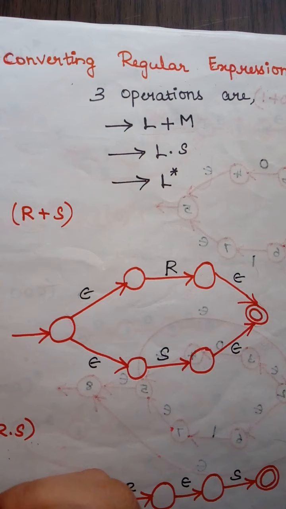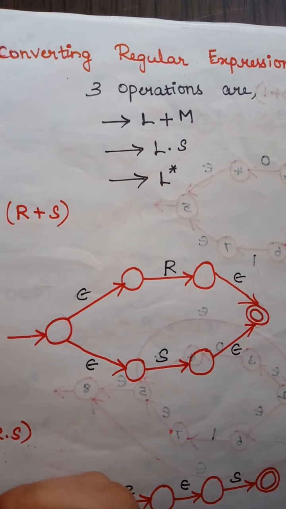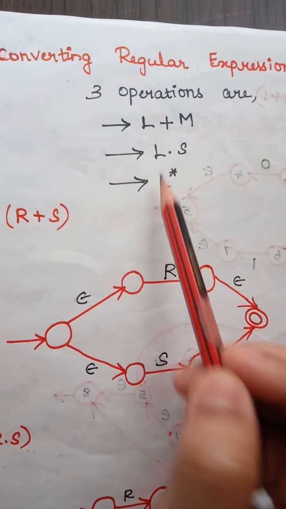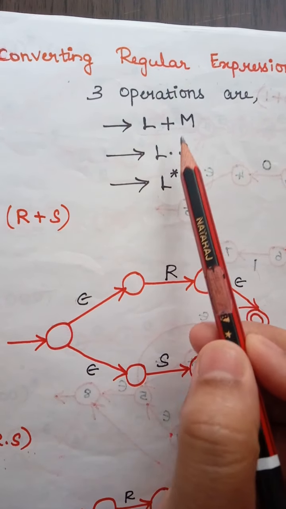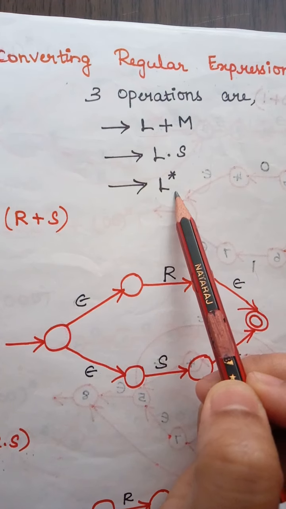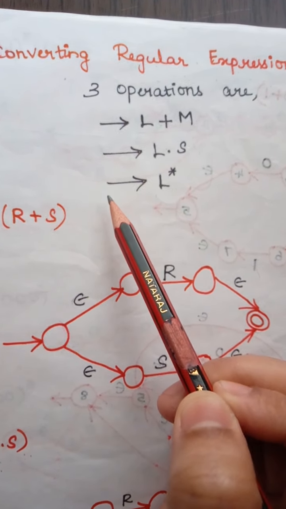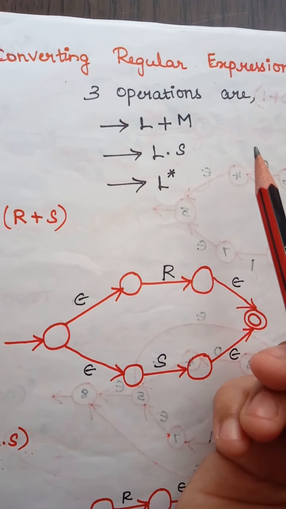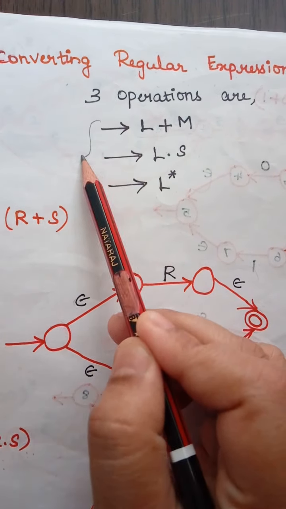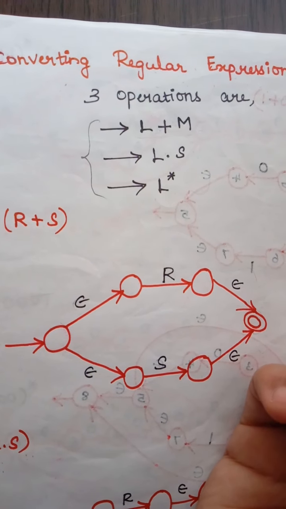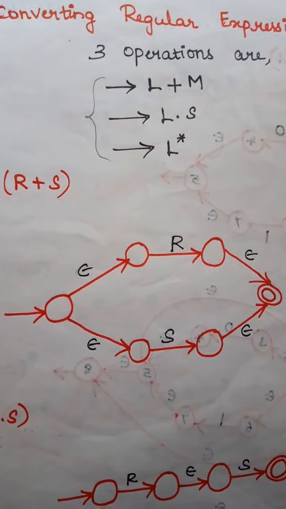So we have already seen converting the regular expression to NFA, right? Hope you all remember that. Based on these three operations, that is union, concatenation and closure, we saw how to convert the given regular expression into NFA with epsilon move, and this acts as the basics.